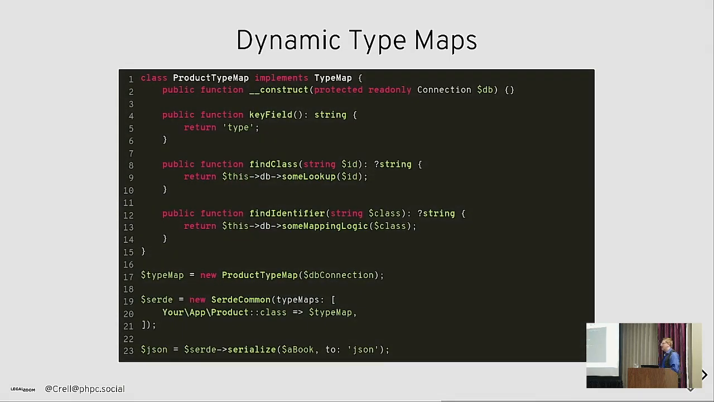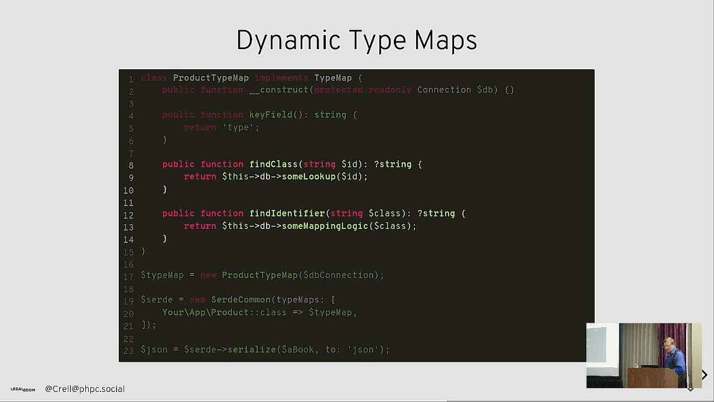But let's say your data is not statically defined at code time. It's an interface. It could be any number of classes. Or it's going to depend on plugins installed in your system. OK, so we can have a dynamic type map. Any object can implement the type map interface. And then it has two methods, one going one way, one going the other way.